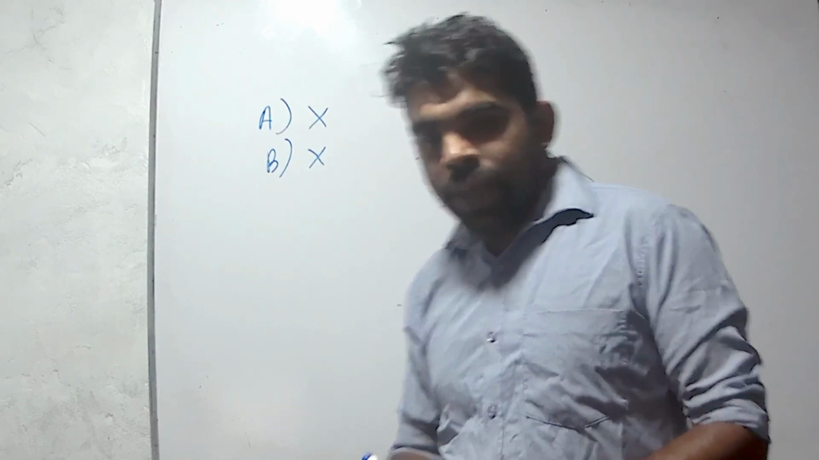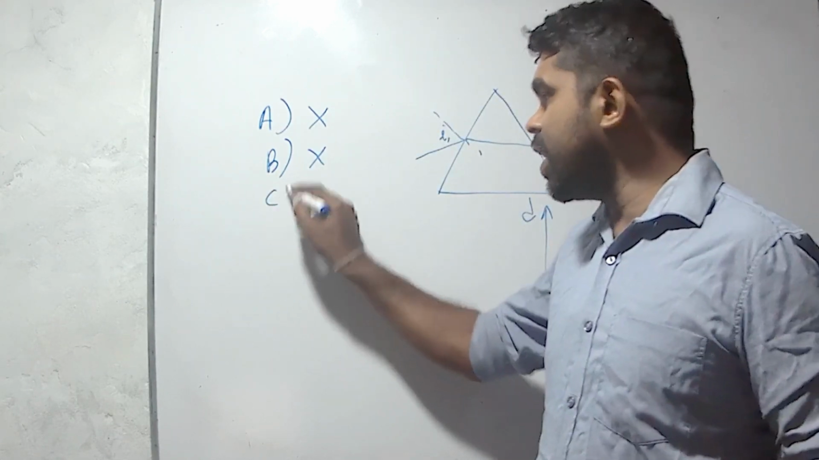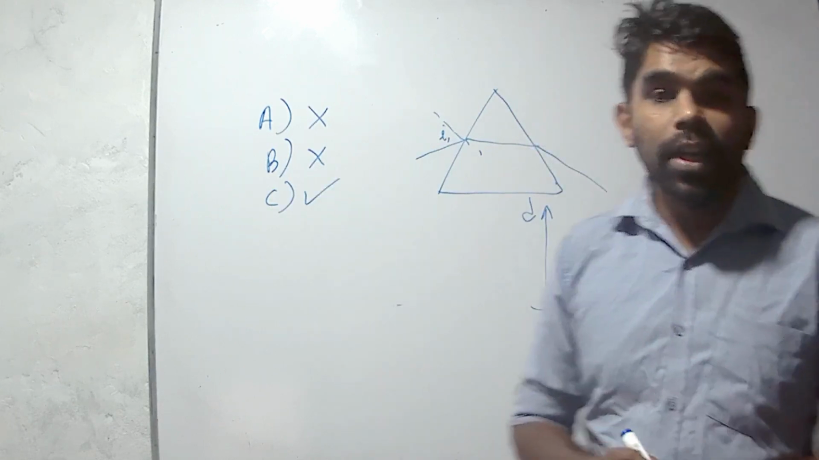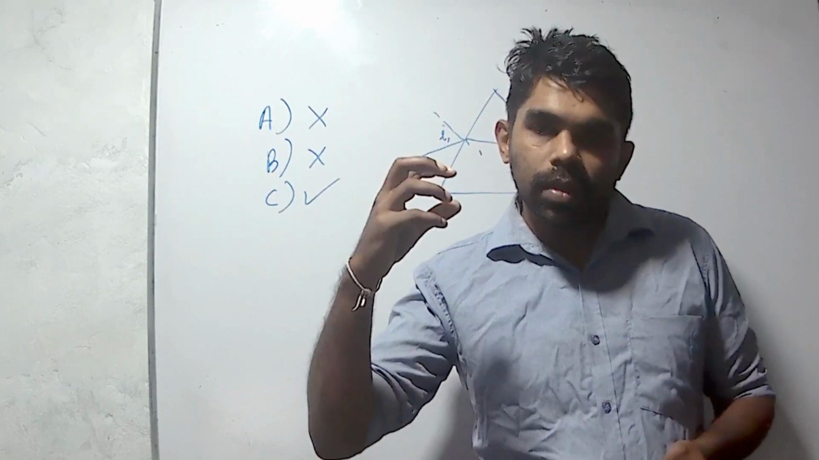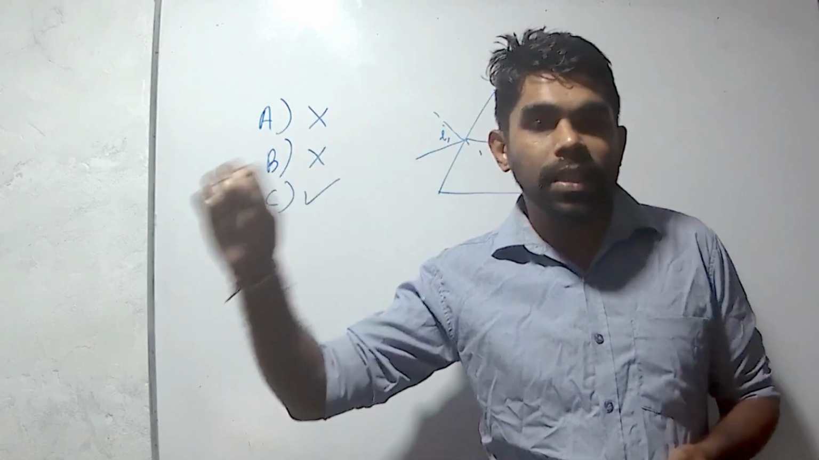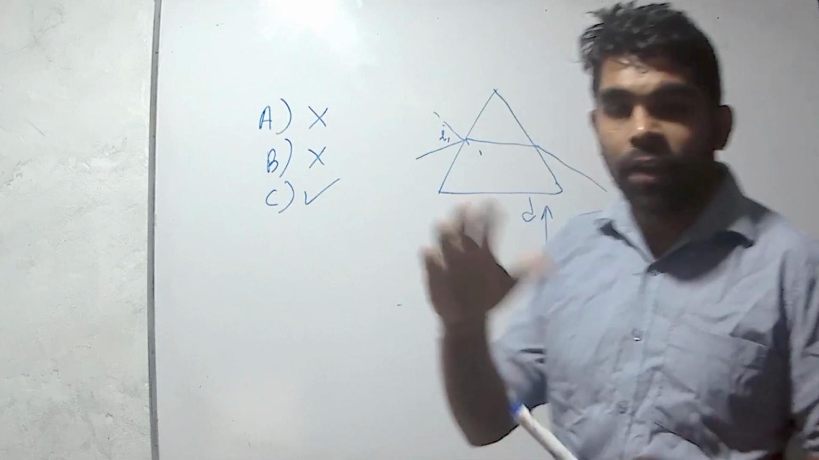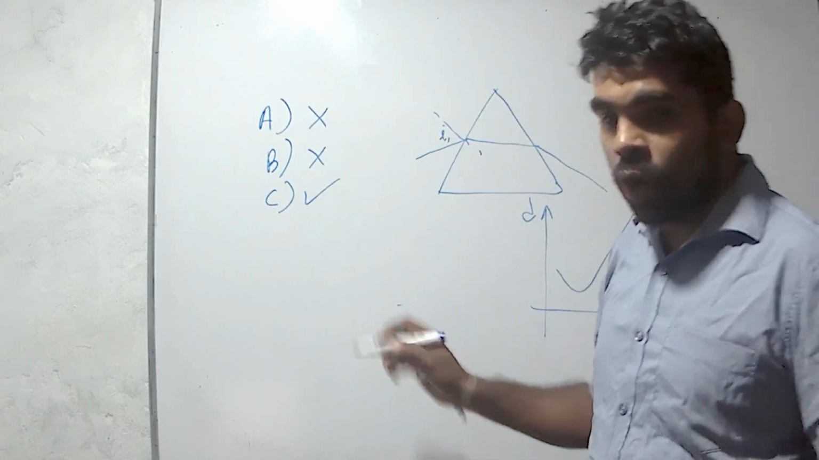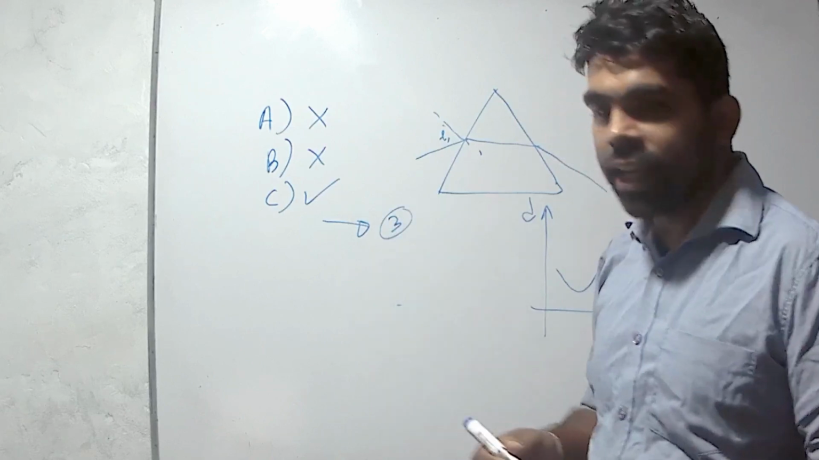Then statement C, at the minimum deviation, I1 equals I2. Yes, it is correct. We know that for the minimum deviation, we can observe that the light ray passes through the prism symmetrically. Therefore, I1 equals I2. Only C is correct. Then the third one is the correct answer.